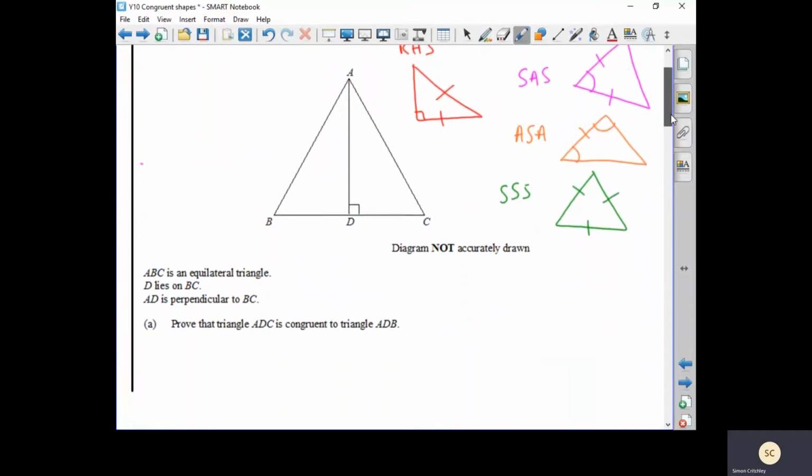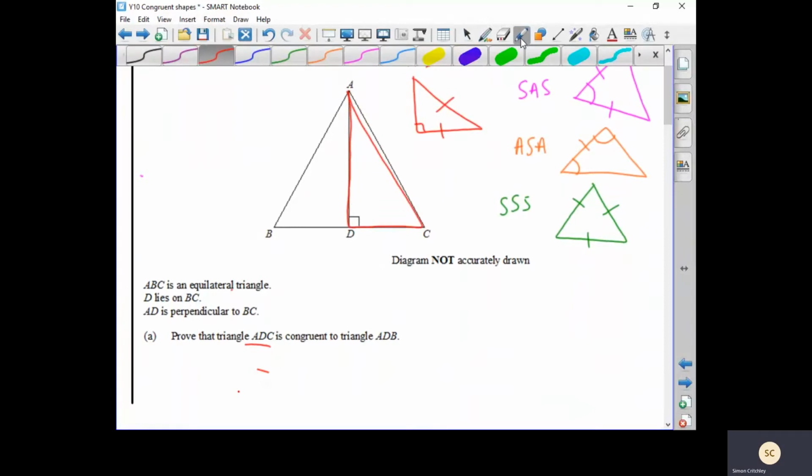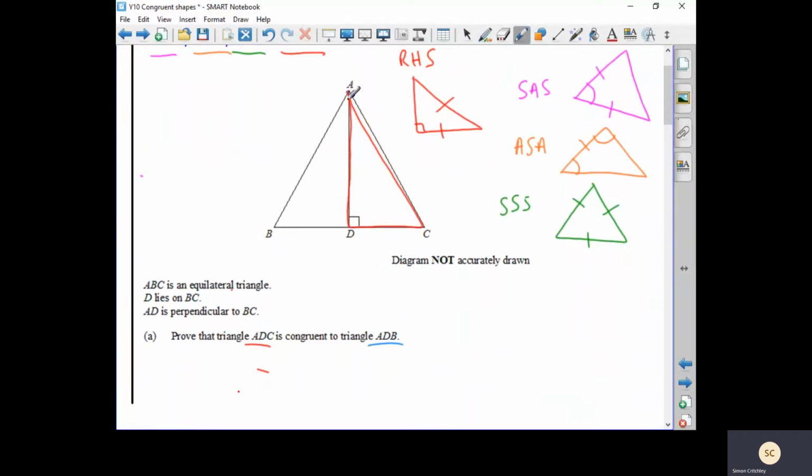These are the kind of questions that you get here. ABC is an equilateral triangle. D lies on BC and AD is perpendicular to BC. Prove that triangle ADC is congruent to triangle ADB. Okay, triangle ADC is this one here, A to D to C. Triangle ADB is this one over here.